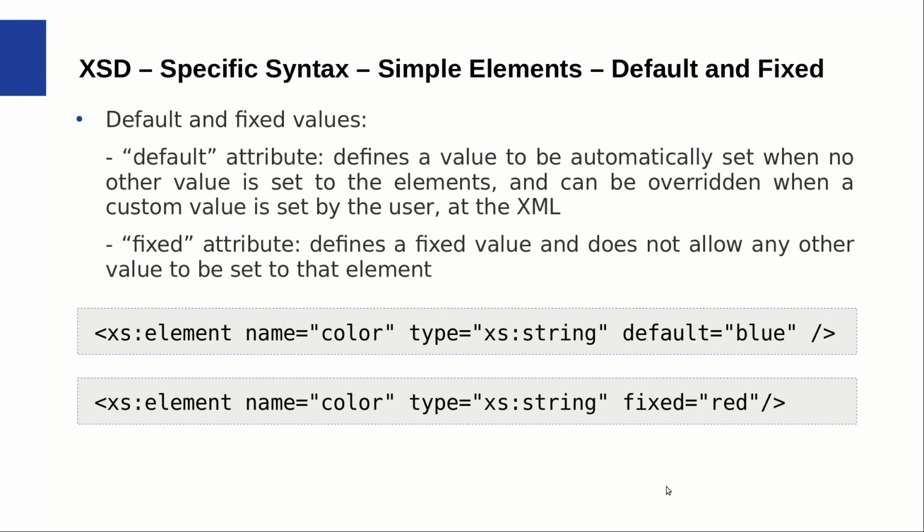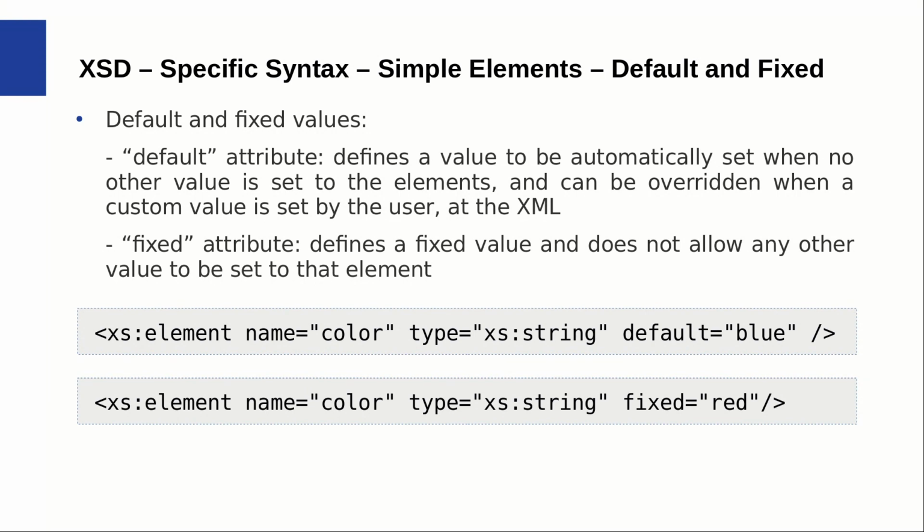Now let's see two other constraints which can be set inside the opening tag of the xs:element along with the name and the type, which are the default attribute and the fixed attribute. The default attribute defines a value to be automatically set when no other value is set to the element in the XML instances, and can be overridden when a custom value is set by the user in the XML.